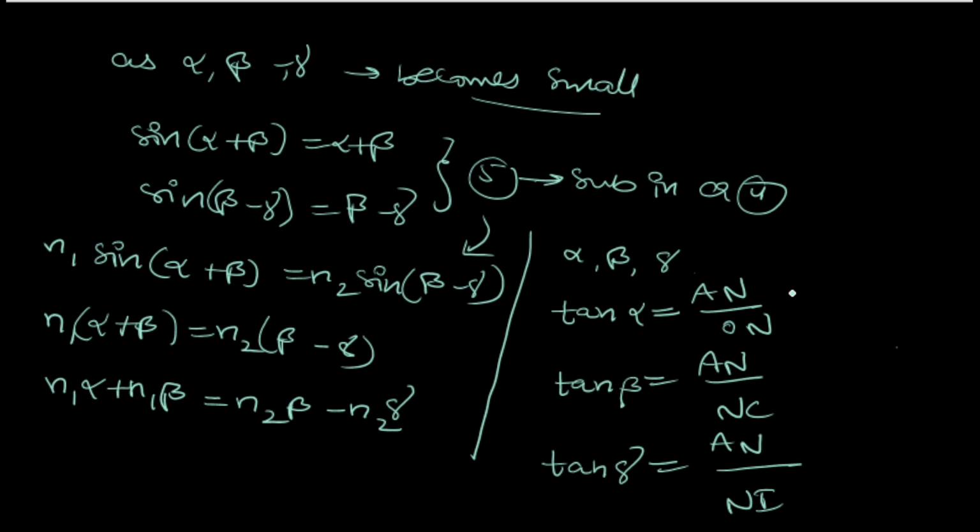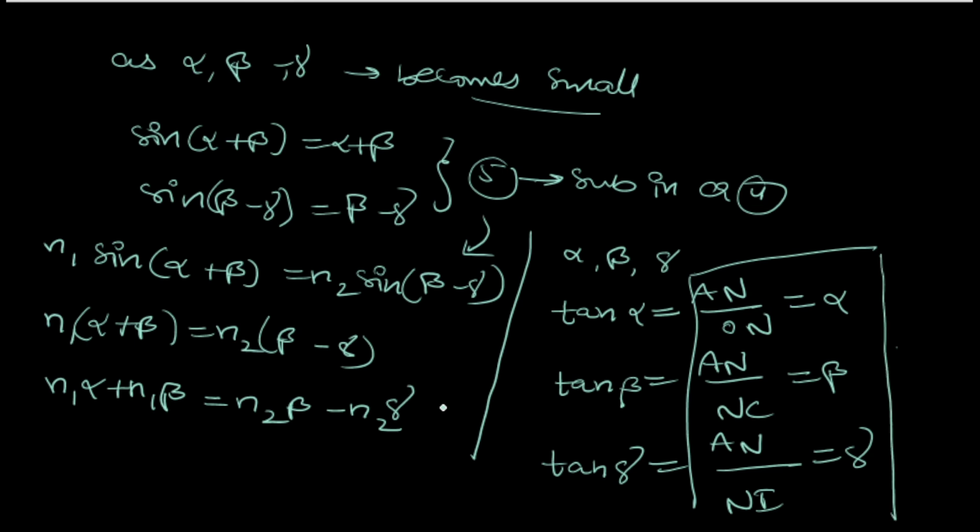Look at here carefully. For small angles, tan alpha will be equal to alpha, tan beta will be equal to beta, tan gamma will be equal to gamma. Therefore, from here we can find the alpha, beta and gamma values, right? And this is equation number 6. This is equation number 7. Now substitute equation number 7 in equation number 6.